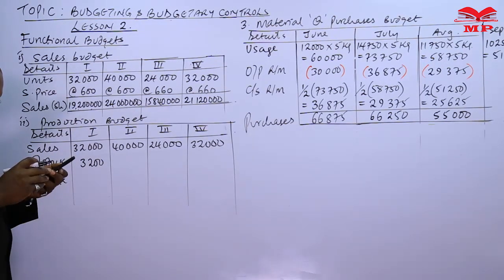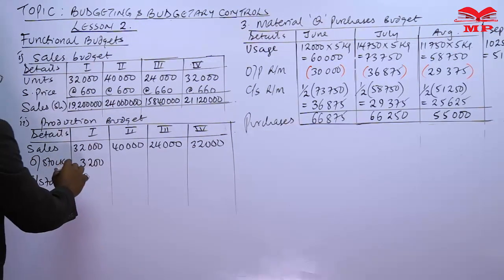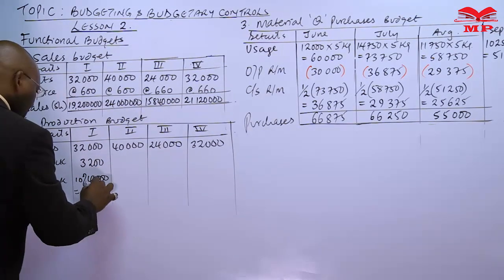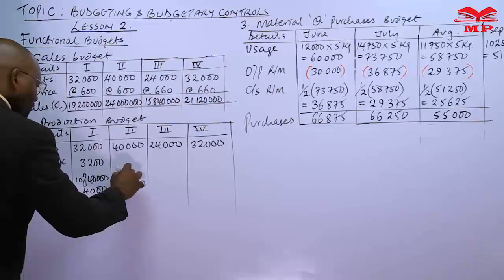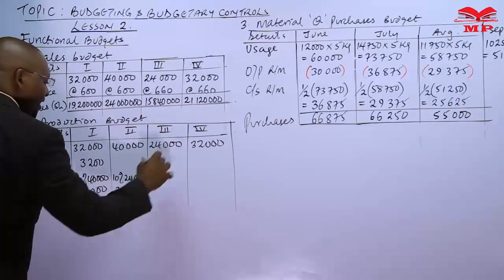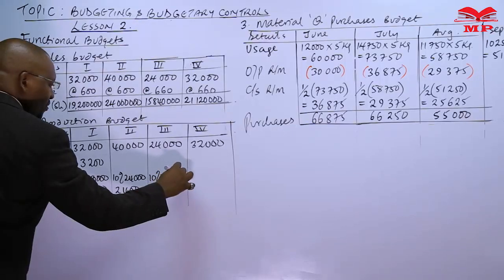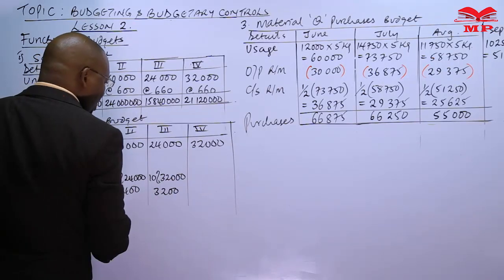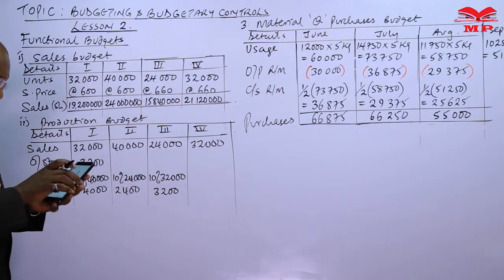Then we have been told information number 4, at the end of each quarter, closing stock of finished goods are expected to be 10% of the next quarter sales. So here, 10% of the next quarter, which is 40,000, is actually 4,000. 10% of the next quarter, which is 24,000, is 2,400. 10% of the next quarter, which is 2,000, is actually 3,200.